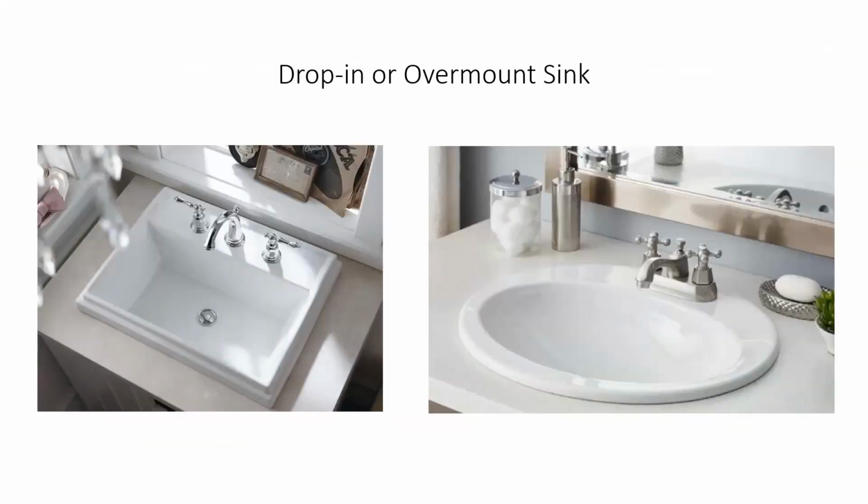However, the second option within this type of sink would be to use a drop-in or an overmount. Two examples that you can see here both look quite nice. Maybe these are chosen for particular reasons or personal choice. You do have a little less counter space, but you do get a little bit more rim space if you wanted to have something set there on the rim of the porcelain instead of sitting something on the countertop, which may be made of stone, or another type of material that could possibly stain depending on what you're sitting there.